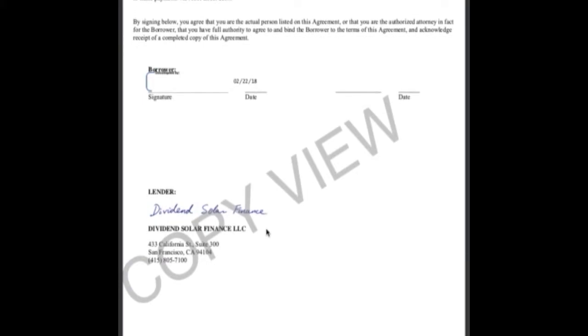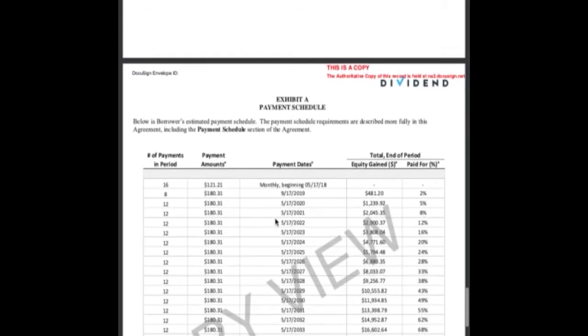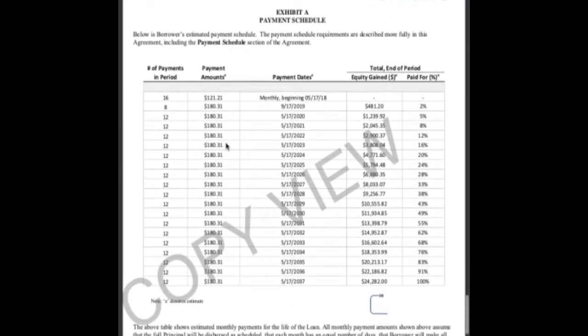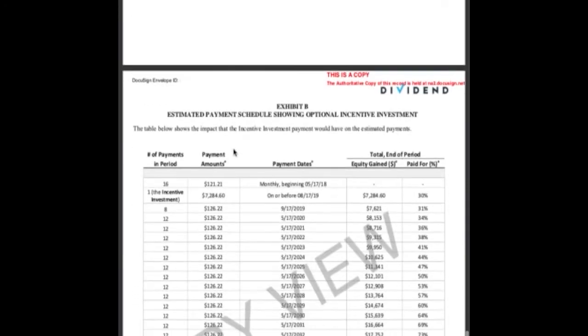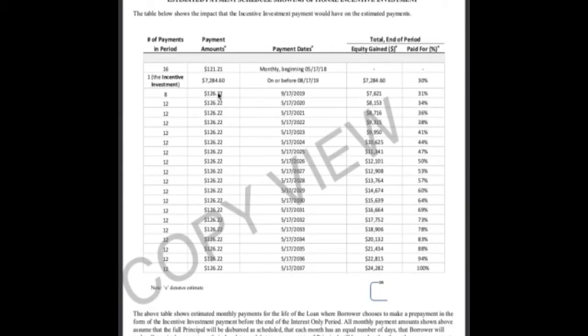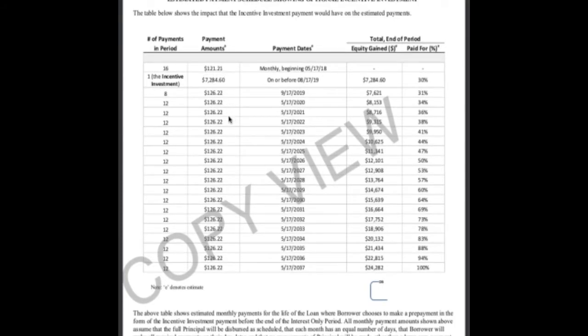This is the ACH consent form, and then you will have another part here for you to fill out. And then here's that payment schedule. Exhibit A shows that if you didn't put that 30% down within the first 16 months, it goes to the 180. And if you did, then it goes to the 126.22. And it's only a couple dollars more from right there.